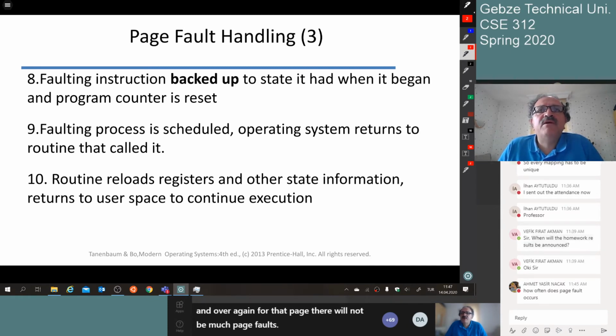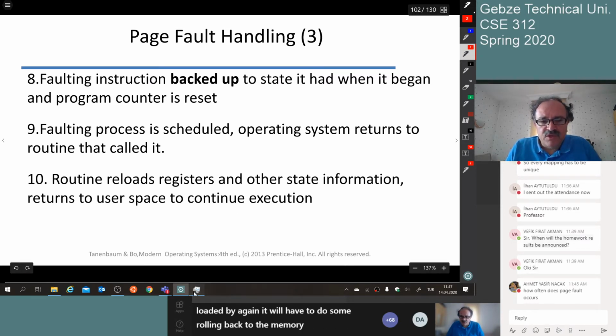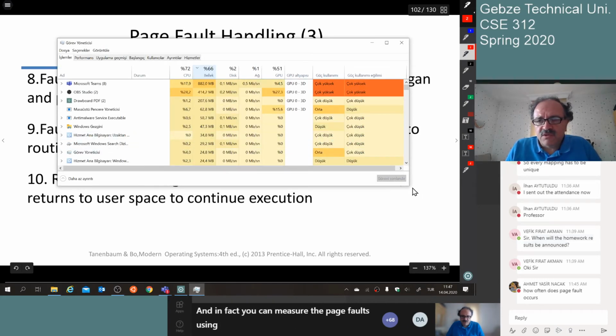And if your program is an IO bound program, that means that most of the time it is suspended. When it is suspended, it is likely that its pages will go away because some other process will use them. Okay, so when it is loaded back in, it will have to do some loading back to the memory. And in fact, you can measure the page faults using your task manager.